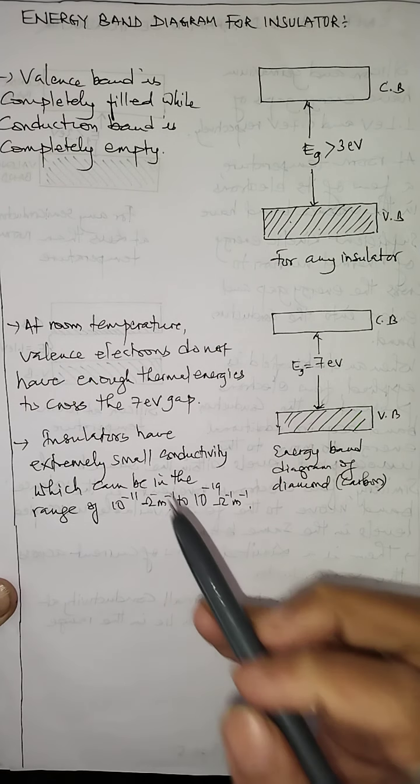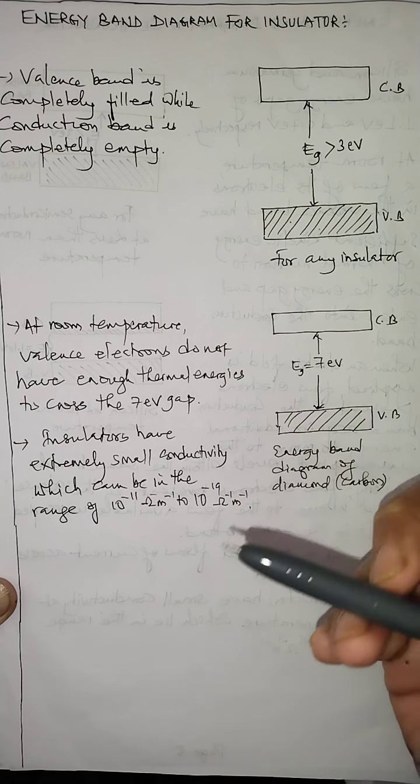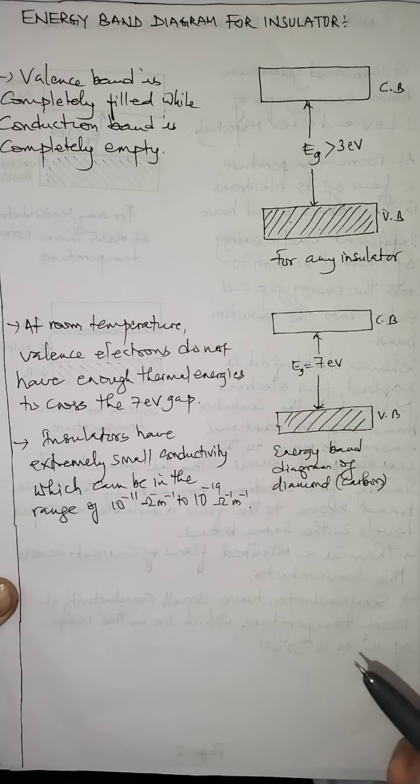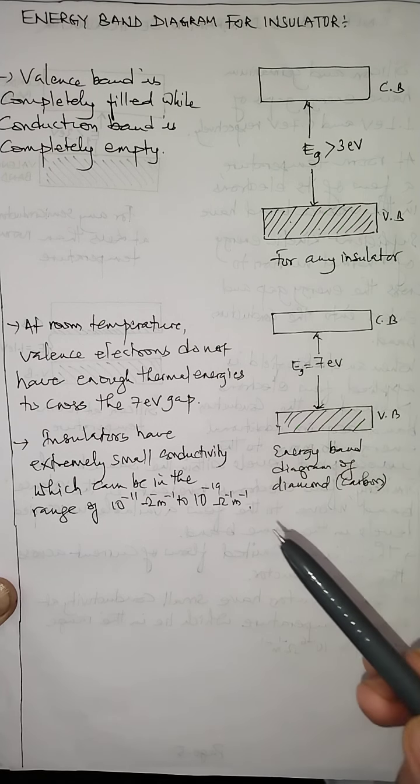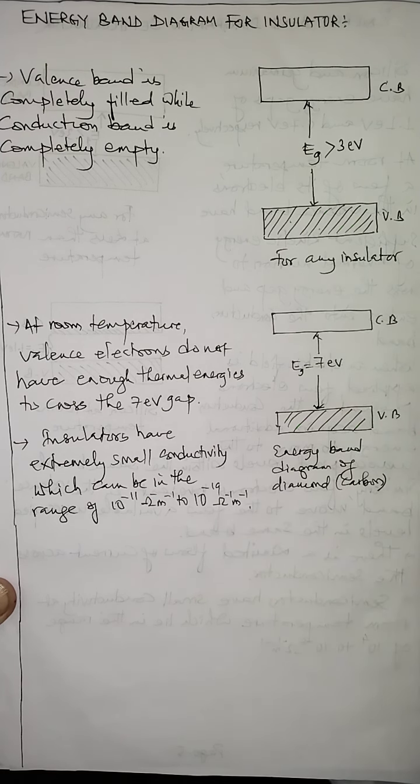With this conductivity, the insulator almost does not conduct electricity at all, and no electrons are available in the conduction band to conduct electricity, even at room temperature. So this is the detailed explanation of the energy band diagram of both semiconductor and insulator.